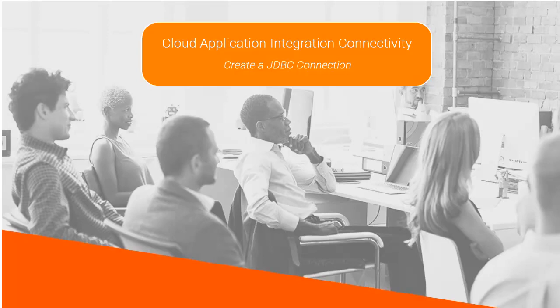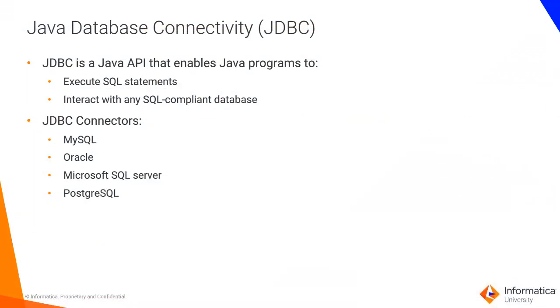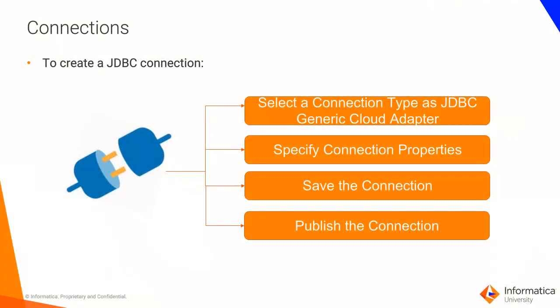This video will show you how to create a JDBC connection. Java Database Connectivity, or JDBC, is a Java API that enables Java programs to execute SQL statements and to interact with any SQL-compliant database. You can use JDBC connectors to connect to databases such as MySQL, Oracle, Microsoft SQL Server, PostgreSQL, and so on. To create a JDBC connection, select a connection type.